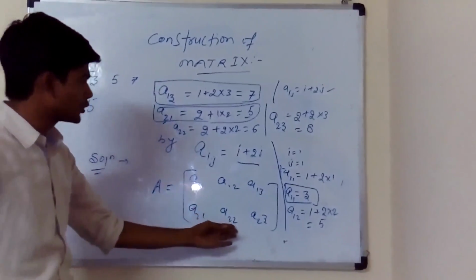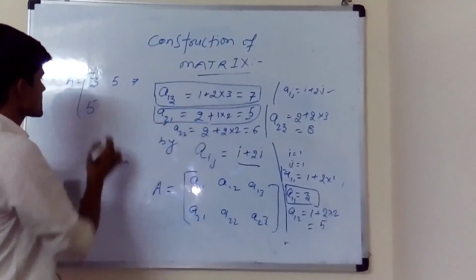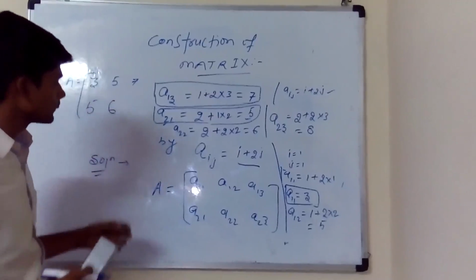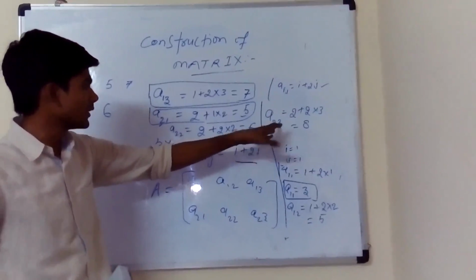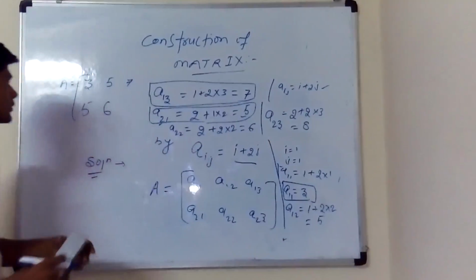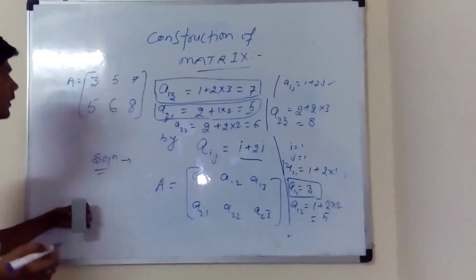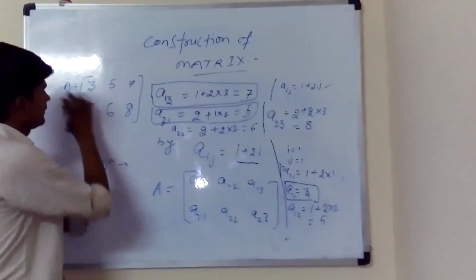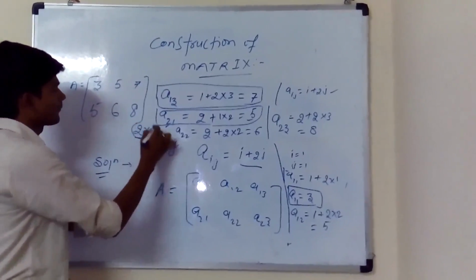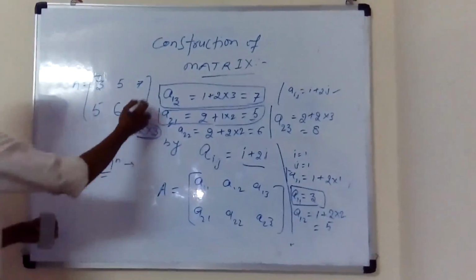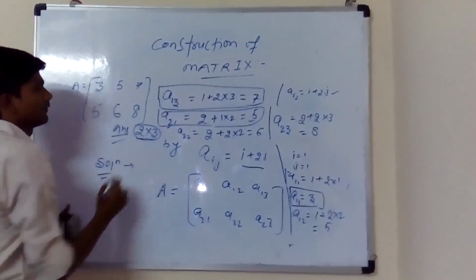Now A22 is 6. So just put 6 here. And now again A23. What is the value of A23? The value of A23 is 8. So just put it here. What is the order? There are 2 rows and 3 columns. Actually, this is given in your question. Okay. So this is the final answer of your question.